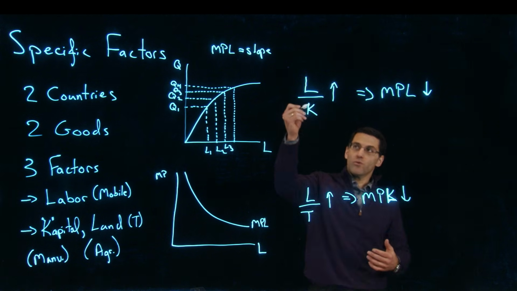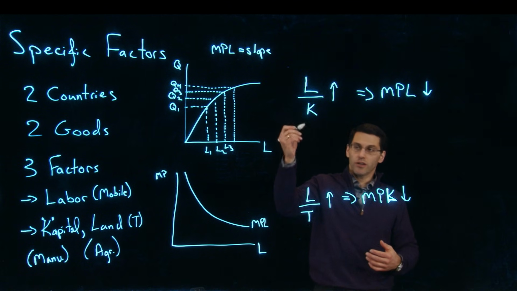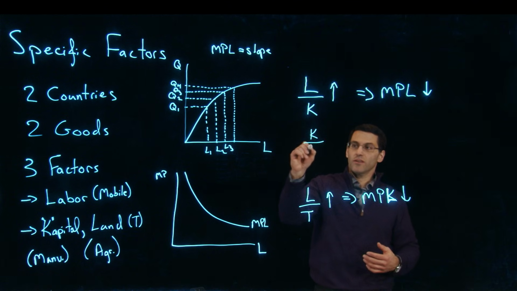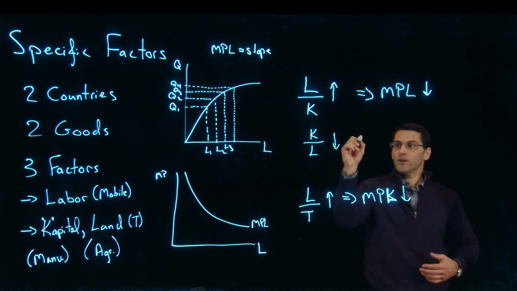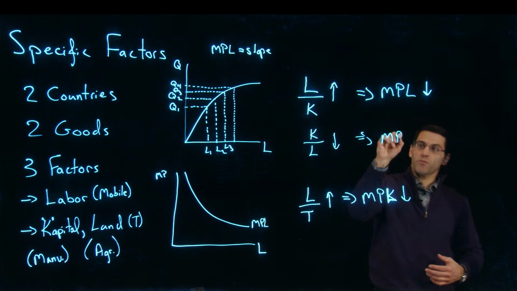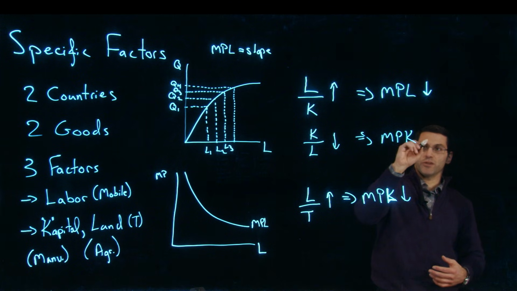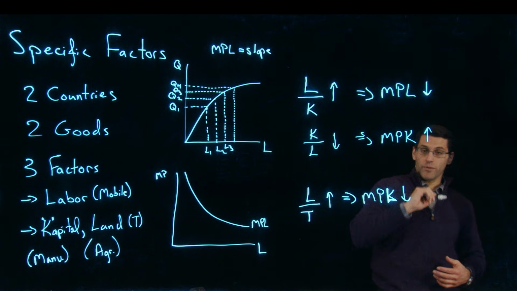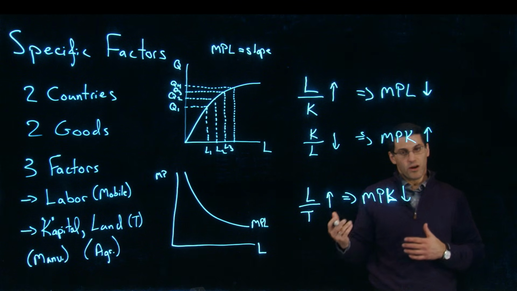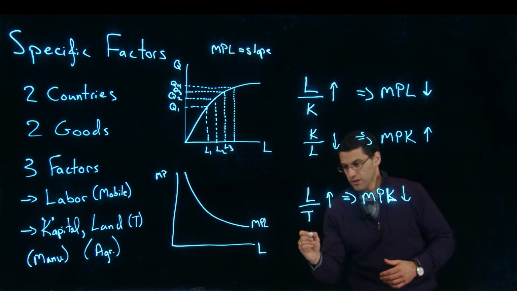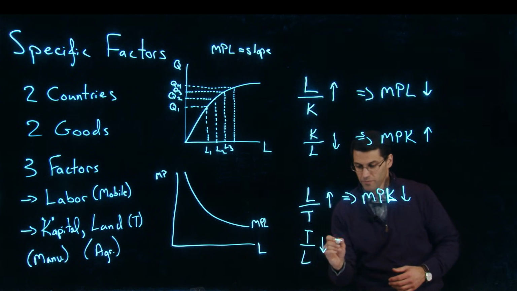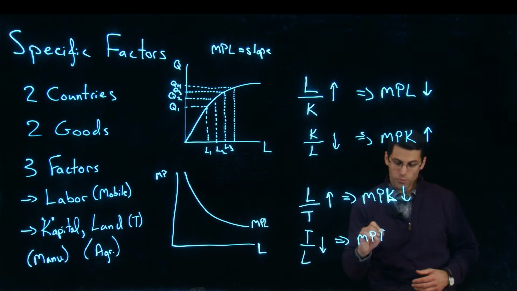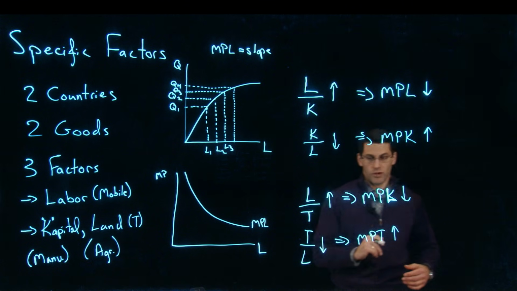If it's true that the labor to capital ratio is increasing, that means the inverse is true for capital to labor. If L over K is going up, that means K over L is going down, which means that the marginal product of capital in that scenario would actually be going up, by the same logic we discussed earlier. Likewise, if L over T is going up, then T over L is going down, which would mean that the marginal product of land would be going up.